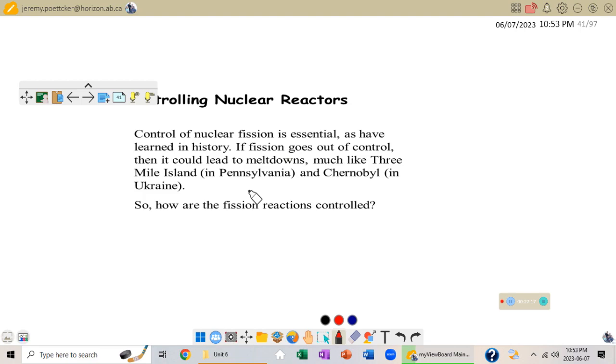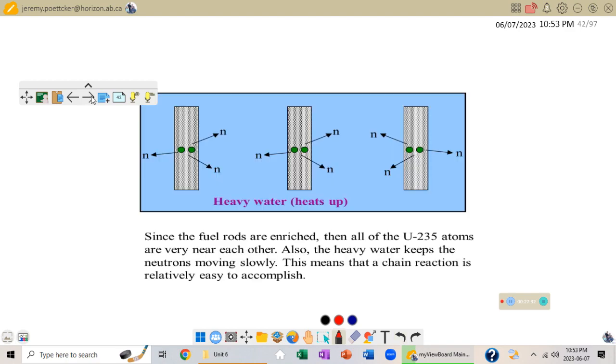Both of those had bad things happen. Chernobyl quite a bit worse than Three Mile Island. And now Chernobyl with military conflict in that area, other problems associated with that. How do we control the fission reactions?